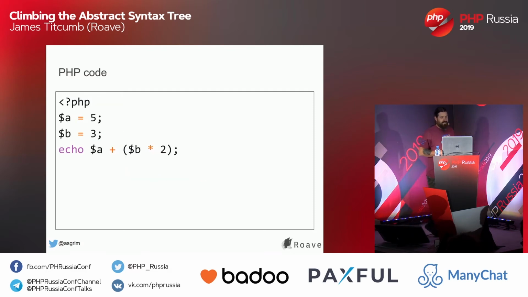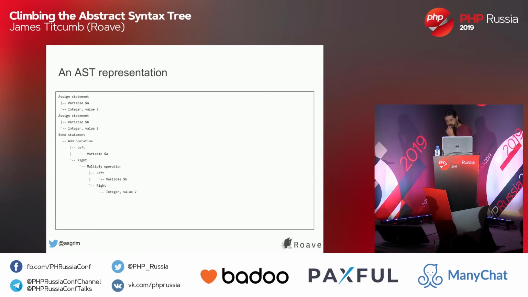So let's do some maths. Let's do a bit more of some code. We're going to assign $A with the value 5, $B with the value 3, and we're going to do a sum: $A plus brackets $B times 2. So the AST gets a little bit bigger for this, so sorry if you can't see it, but let me explain what's going on here.